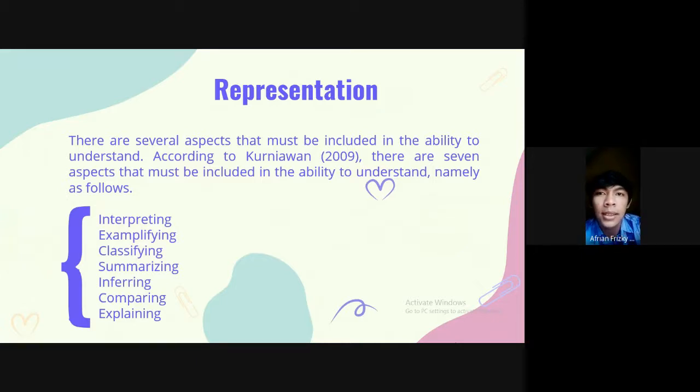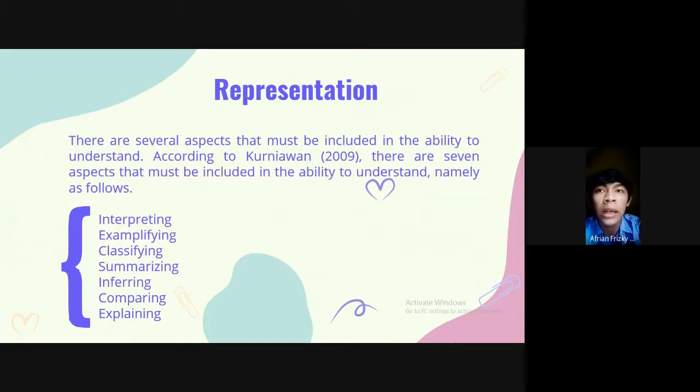And the third is classifying. Classifying is the ability to classify, which occurs when students recognize an example or event into a certain concept. The fourth is summarizing. Summarizing is the ability to summarize, which occurs when students give the impression of single statements that represent the information presented.